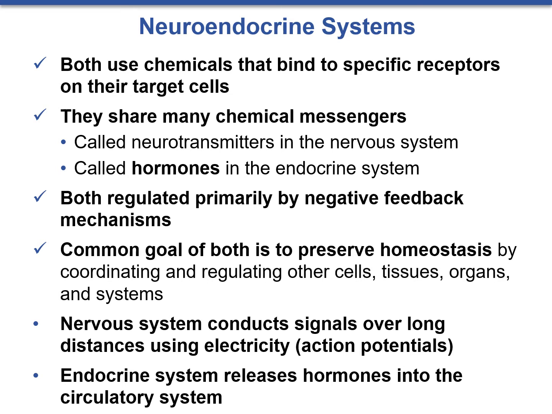The major difference between them comes in the fact that the nervous system is capable of more complexity. It is allowing itself to change and process this information, and it conducts signals over long distances using electricity in the form of action potentials. The endocrine system, however, releases hormones into the circulatory system that will travel through our blood and then bind to those target cells elsewhere in the body.